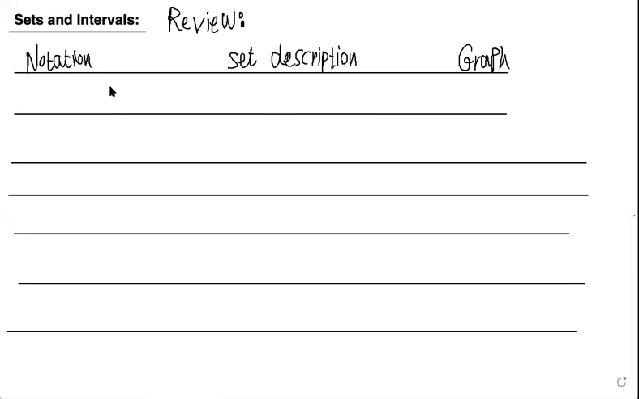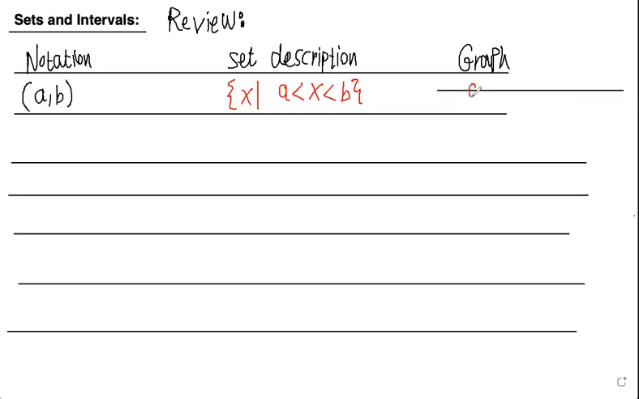Suppose I have the notation open interval a comma b. This means, like I said last time, all values x such that x is between a and b, where a and b are not included inside this interval, because the endpoints are not included. This is an open interval. The graph is an open circle at a and at b, with a line between a and b. So it means all values between a and b without the endpoints a and b themselves.